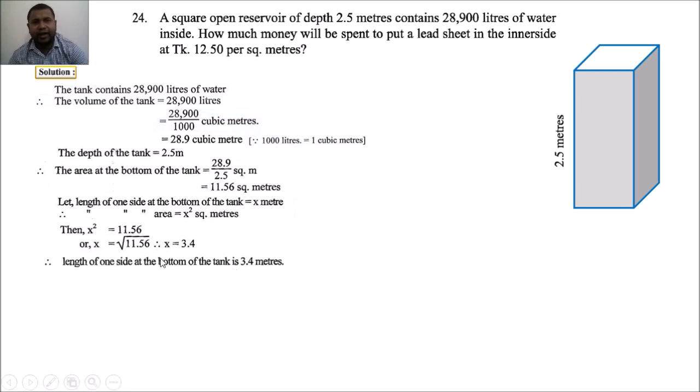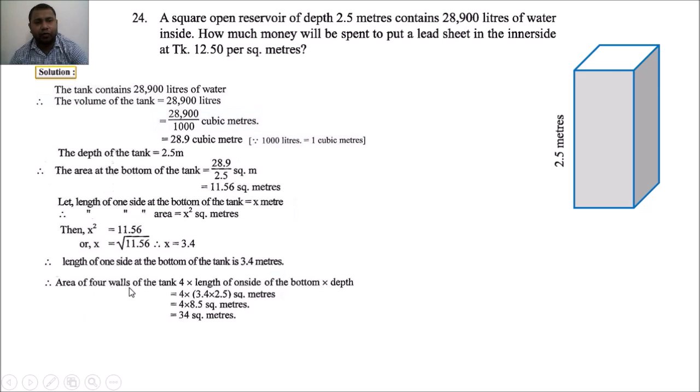So the length of one side at the bottom of the tank is 3.4 meters. So the area of the four walls of the tank is 4 into length of one side of the bottom into depth. So 4, that means 4 walls, okay, and length of one side of the bottom means this is your bottom and one side is how much, you just found out 3.4, and the depth is how much, 2.5. So for one wall, this is your one wall, this is the bottom of the water tank, that is 3.4 meters, and the depth is 2.5 meters.